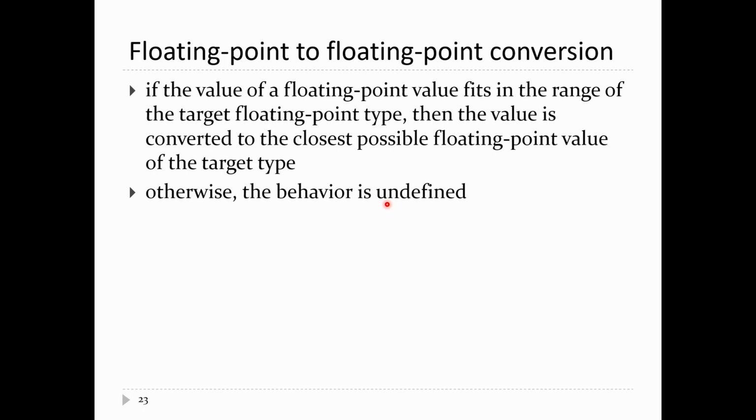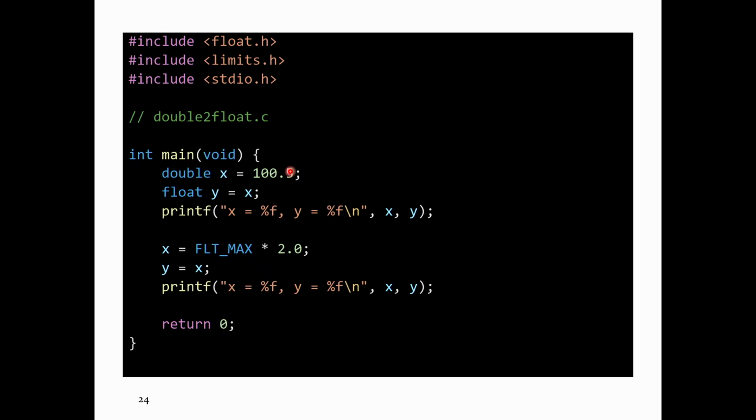So here I've got double, and I'm converting it to float. 100.5 definitely fits into the range of float. So this conversion should happen without any errors or any loss of information. Now, x is a double, so if I take float max times 2, that will fit in the range of double, but it doesn't fit in the range of float. So when I store x into y, anything can happen.